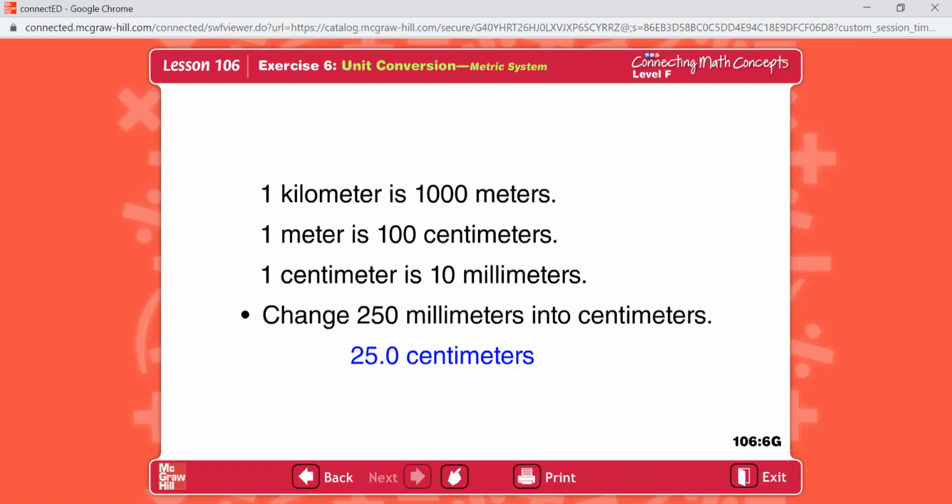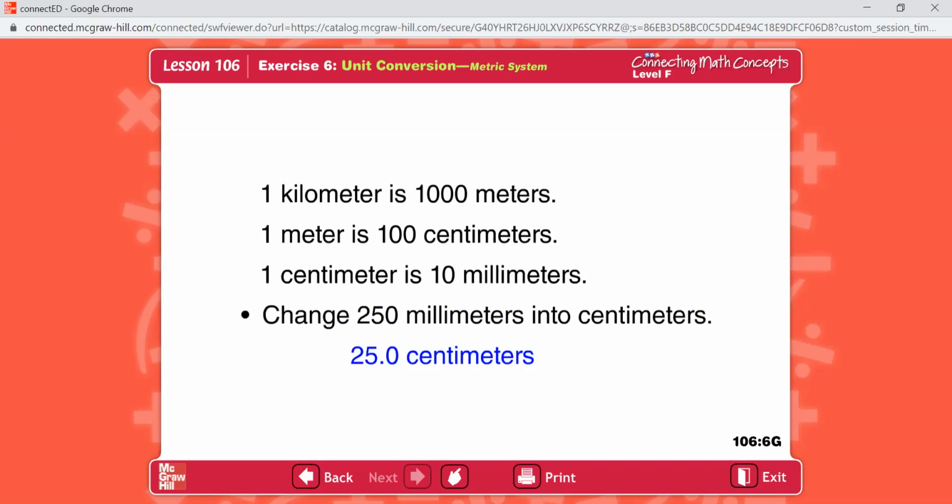Find part 2 in your textbook. Problem A, change 43 and 7 tenths meters into centimeters. Write the answer with the unit name. 43 and 7 tenths meters is 4,370 centimeters. Work the rest of these problems on your own. Pause the video now to do so. Resume when you're ready to check your work.